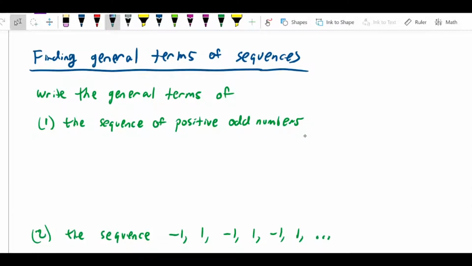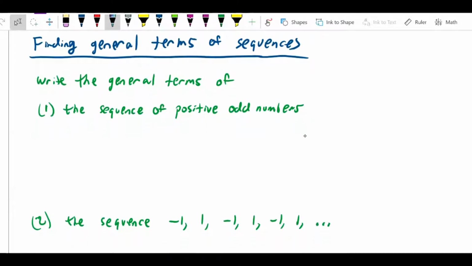So let's do the first type of problem that we do in sequences, which is to find the general terms of sequences. So let's write the general term of each of these sequences. First, the sequence of positive odd numbers. Positive odd numbers are 1, 3, 5, 7, etc. That's not a general term, that's just a list of some of the first positive odd numbers. So how do we do this?